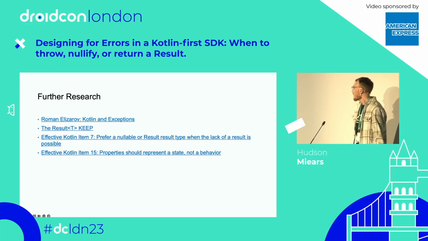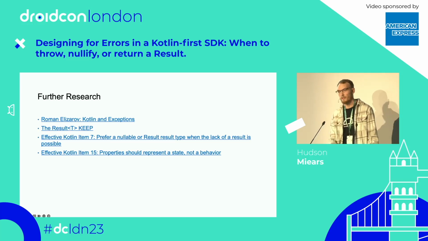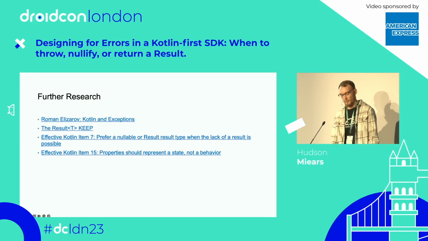If you want to do some further research on error handling, there are some articles here. Roman Elizarov has a really great article on Kotlin exceptions. I found the Result KEEP was really helpful. They have a great section on error handling. And then Effective Kotlin is always a great resource to go back to.